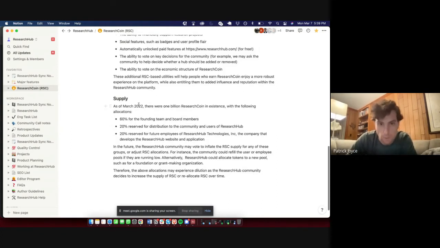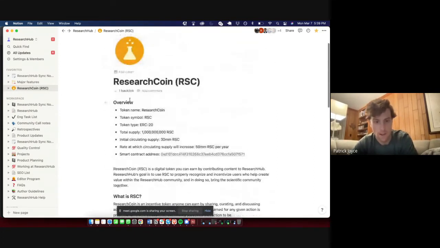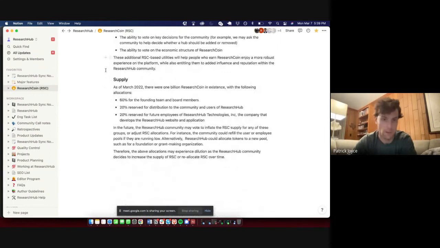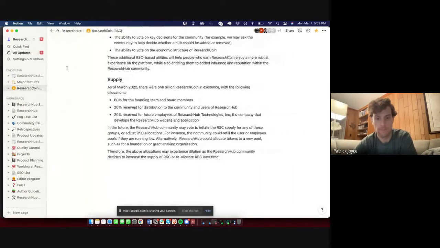So lots of information here. Does anybody have any thoughts or questions about how these tokenomics are laid out initially? And also our plan long term of diluting all of these shares by minting new tokens to either distribute for the community or future employees? I can't see anybody. Any thoughts? Okay, cool. If nobody has any thoughts, no big deal.